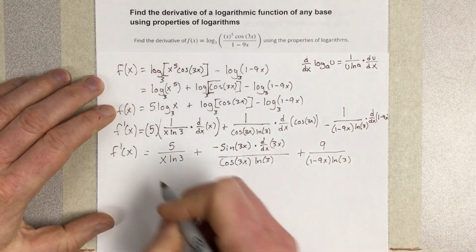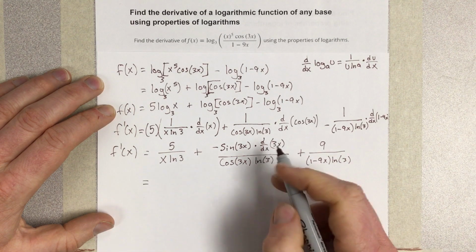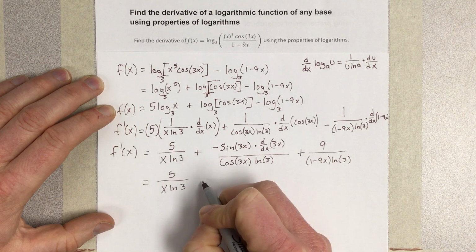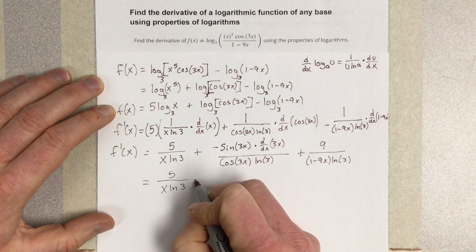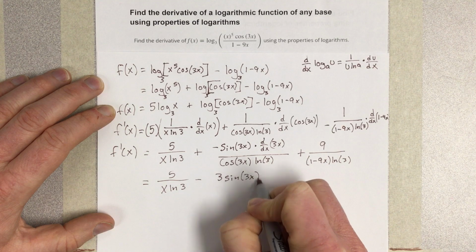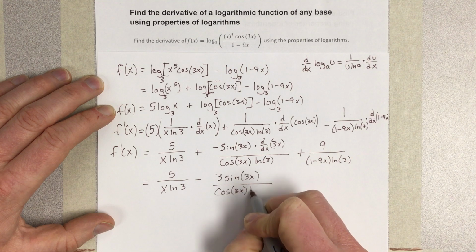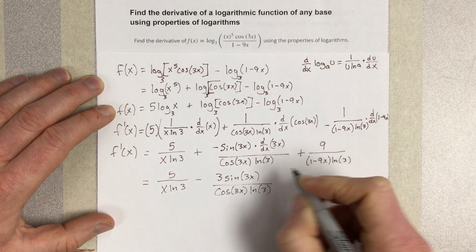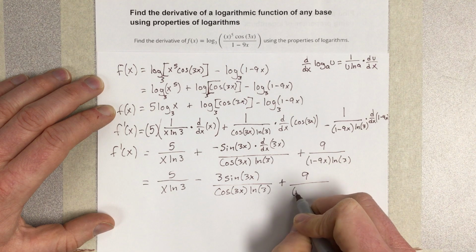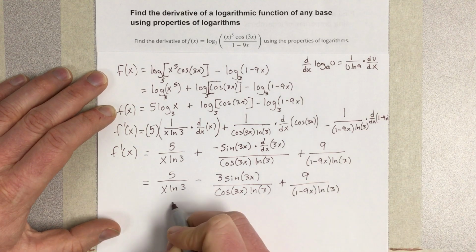So if I do the derivative on this 3x, I end up with 5 over x natural log 3, minus 3 sine 3x over cosine 3x natural log of 3, plus 9 over 1 minus 9x natural log 3. And that would be the derivative.